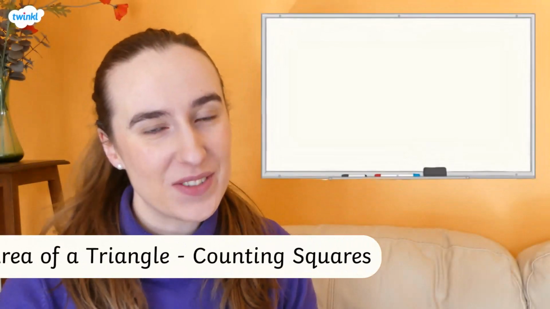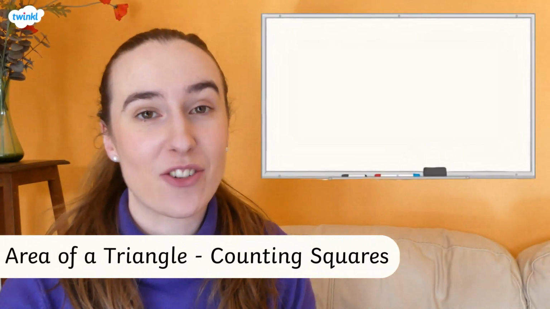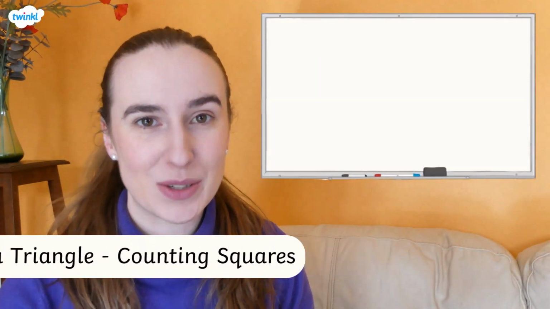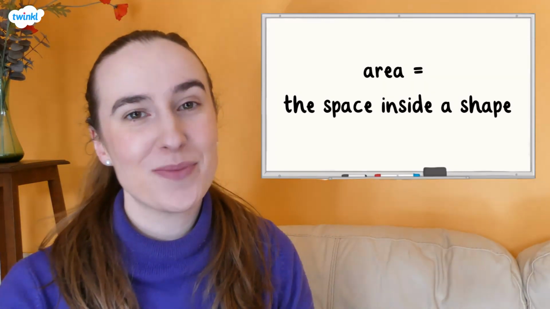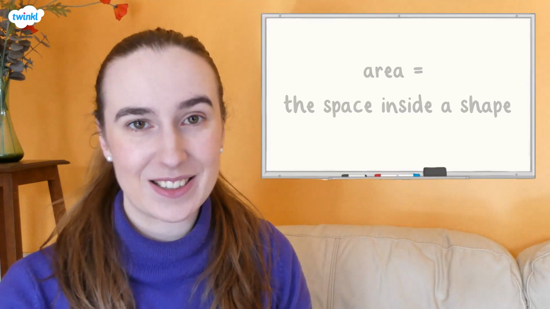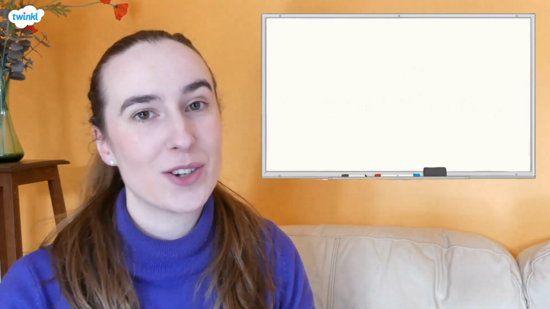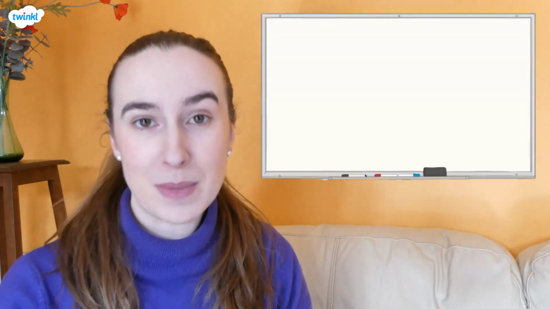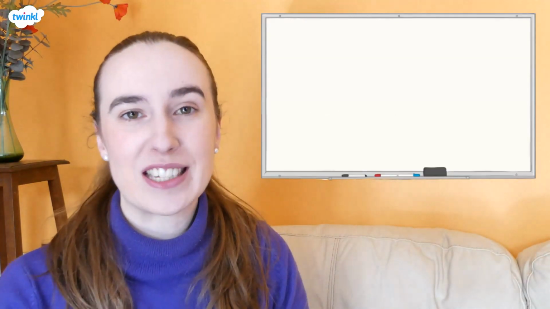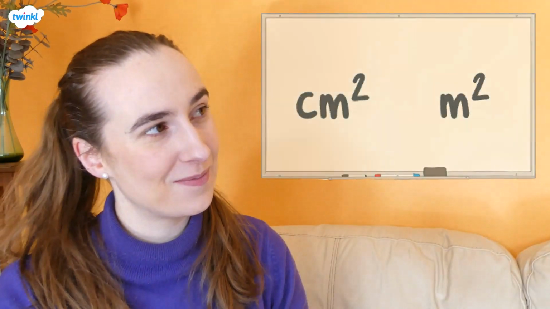Hi there! This video is here to help you calculate the area of a triangle by counting squares. Remember, the area of a shape is the measurement of the space inside it. Area is written in squared units of length, such as centimetres squared or metres squared, and is written like this.